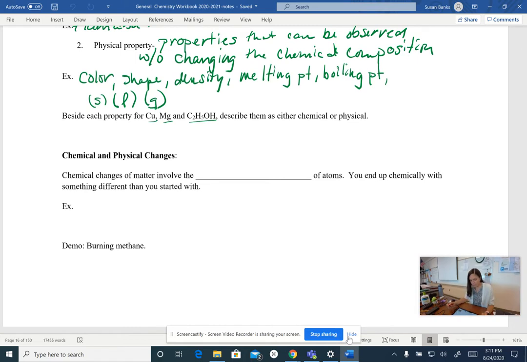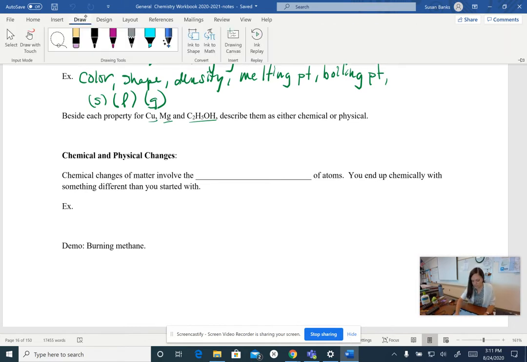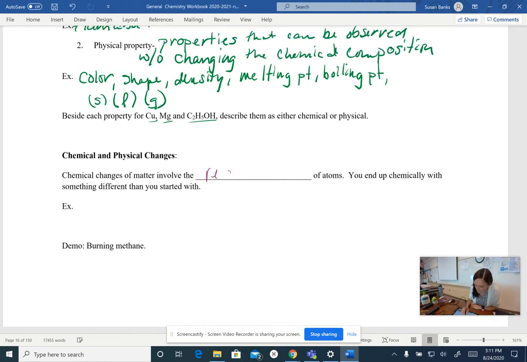Today we are going to talk about physical and chemical changes, and we're going to talk about chemical changes first. Chemical changes of matter involve the rearrangement of atoms. So we are rearranging the atoms. That means you end up chemically with something different than what you started with.